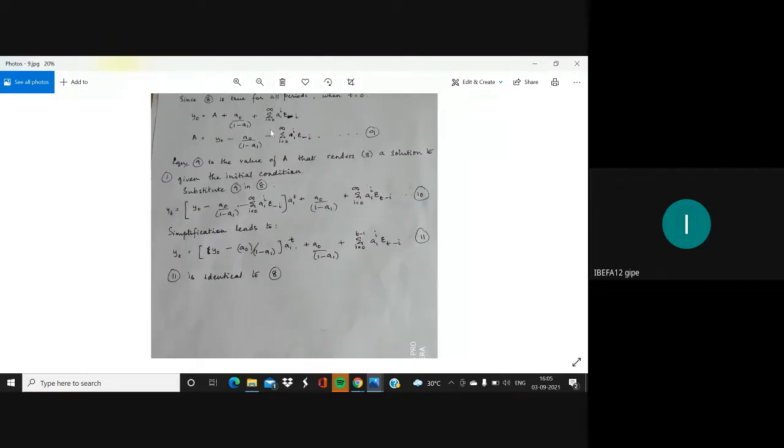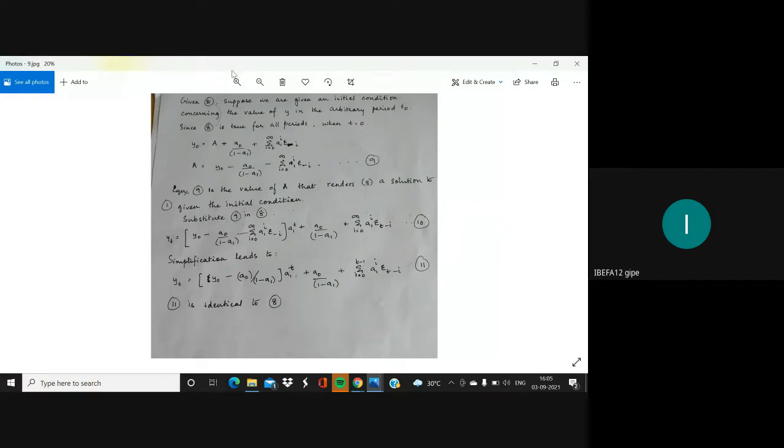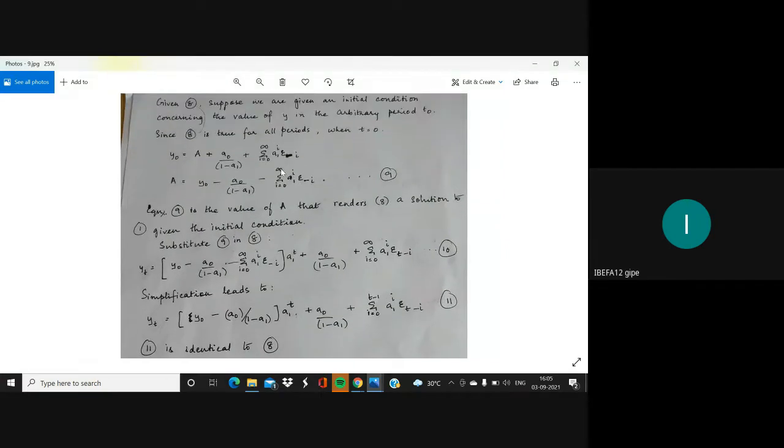Don't try and copy this part. Just listen to me now. Now given equation 8, suppose we are given an initial condition concerning the value of y in some arbitrary time period t0. Since you want to solve it, it's not in a determinate or definite form, and we want to find this solution in a definite form. So since a is some arbitrary constant, we are going to assume that there is a specific value which y takes in time period t is equal to 0.